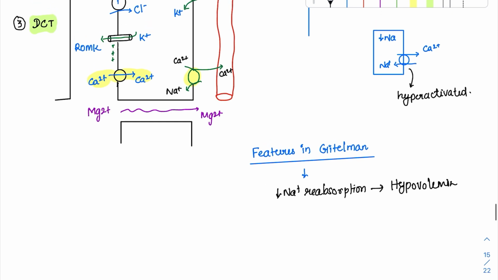Then what happens to the potassium? Now this channel is blocked, so potassium will be exiting. So it will cause hypokalemia.